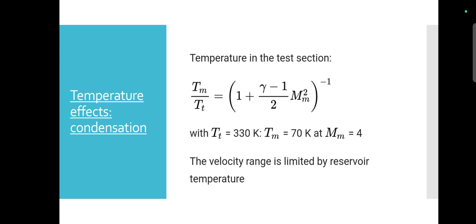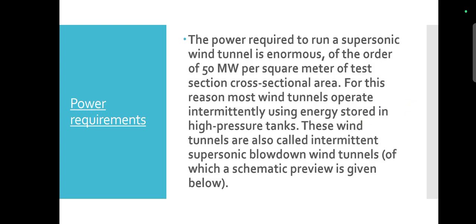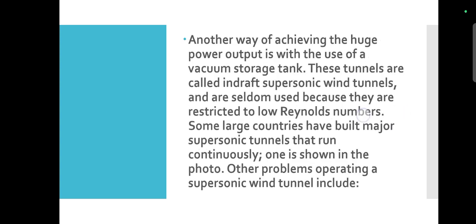The velocity range is limited by reservoir temperature and power requirement. The power required to run a supersonic wind tunnel is enormous, of the order of 50 MW per square meter of test section cross-sectional area. For this reason, most wind tunnels operate intermittently using energy stored in high-pressure tanks. These wind tunnels are also called intermittent supersonic blowdown wind tunnels, of which a schematic is given below.